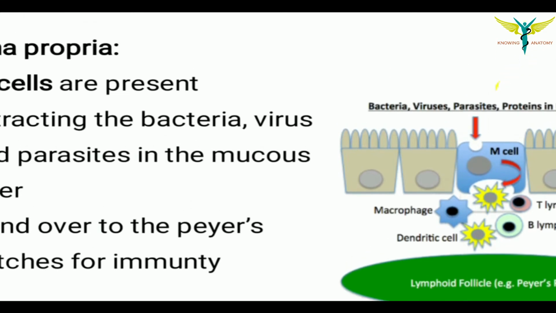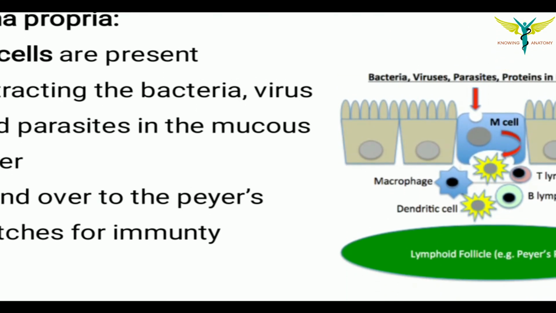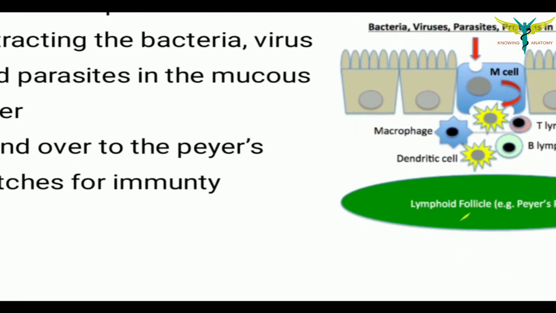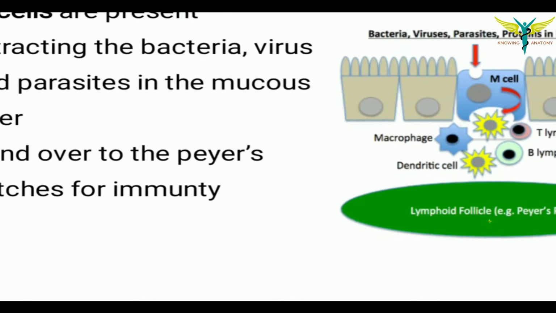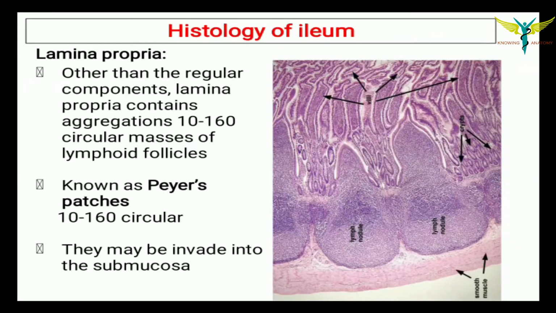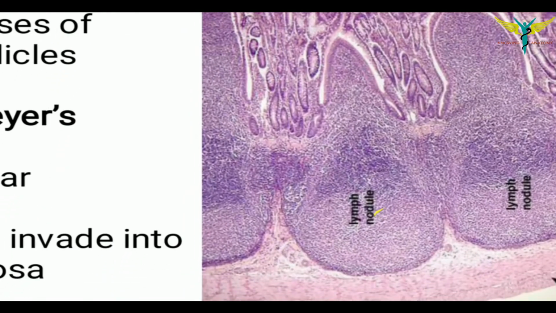The bacteria and parasites come inside and they are destroyed by these lymph follicles called Peyer's patches, which are present more in the ileum. Other than all the regular components, lamina propria contains aggregation of 10 to 160 circular masses of lymphoid follicles. These are known as the Peyer's patches. This is the important point to note in the ileum. They may get invaded into the submucosa. So these are the lymph nodules or the Peyer's patches.